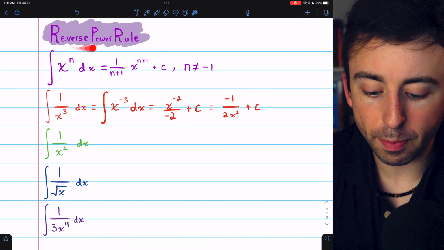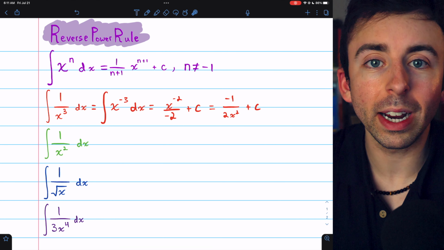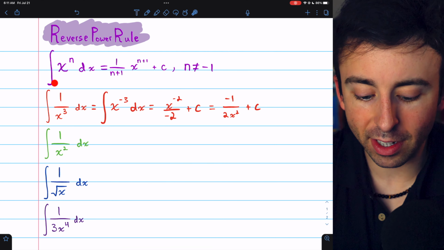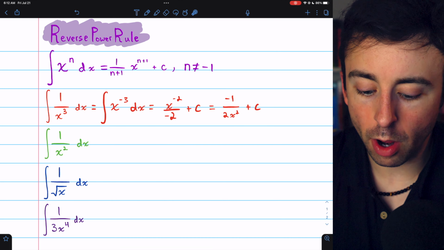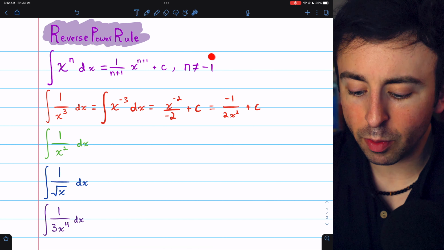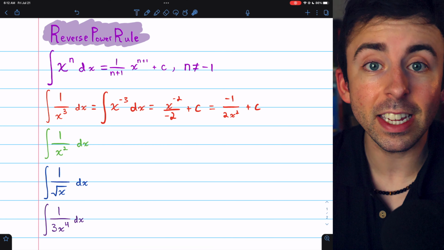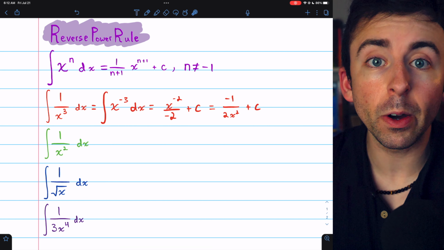This is the reverse power rule, or power rule for integrals, that we just used. The integral of x to the n is just 1 over n plus 1 times x to the n plus 1 plus c, provided that the power n is not equal to negative 1. Let's try it out on another problem.